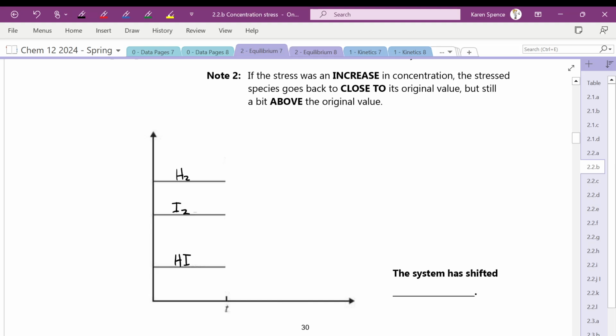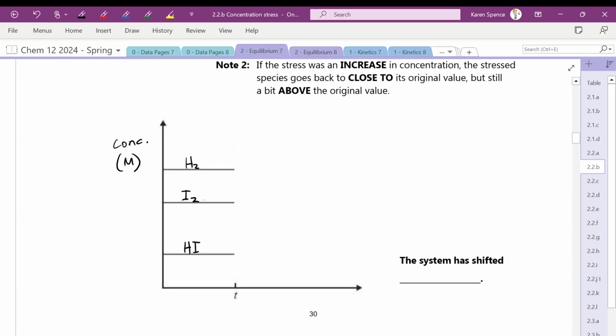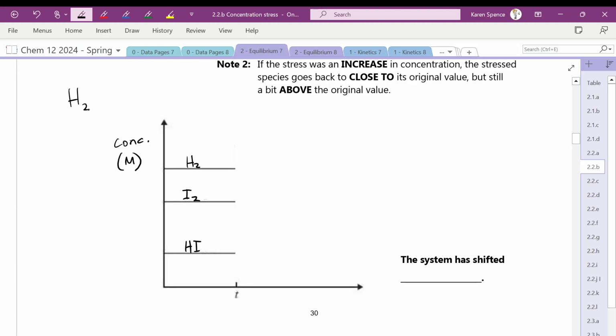What would we label our y-axis? The y-axis would be concentration in molar. Okay. And what was our stress again? H2 plus I2 to HI. It was an increase in the concentration of H2. So what would that look like on the graph?